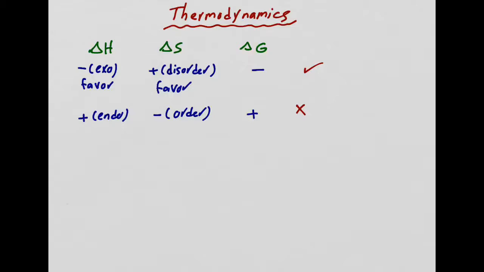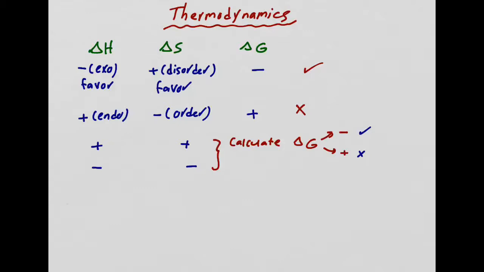For example, delta H is not favored, but delta S is favored. Or delta H is favored and delta S is not favored. Then what would you do? Then you would have to calculate delta G, and then if delta G is negative or delta G is positive, if the delta G is negative, the reaction will go. Positive, the reaction will not go. So you need to calculate delta G.